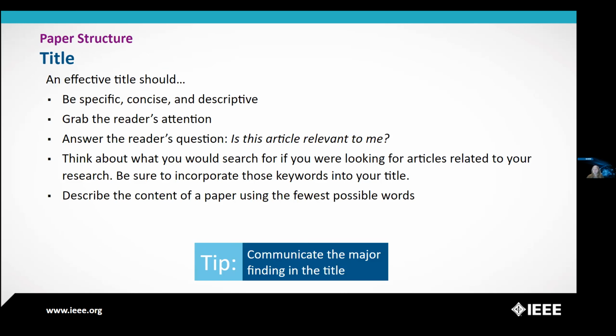So the first thing people see is the title. And an effective title should grab the reader's attention and let the reader know if that article is relevant to them. So I always say, think about what you would search for if you were searching for your paper. So maybe take a step back and think about, what did you search when you were doing your literature review, and incorporate some of those keywords into your title. But basically what you're doing is describing the content of your paper using the fewest possible words.